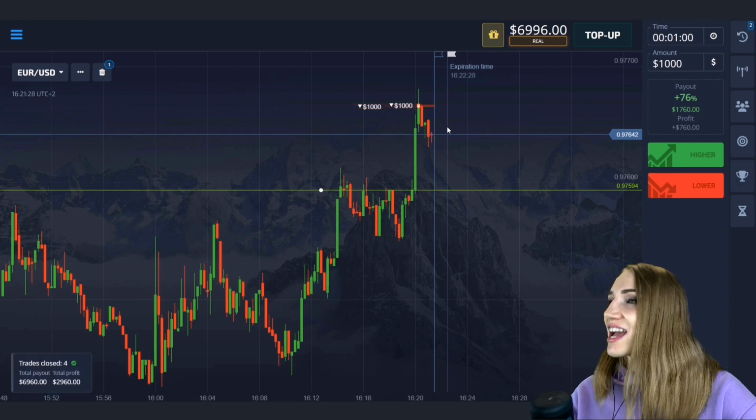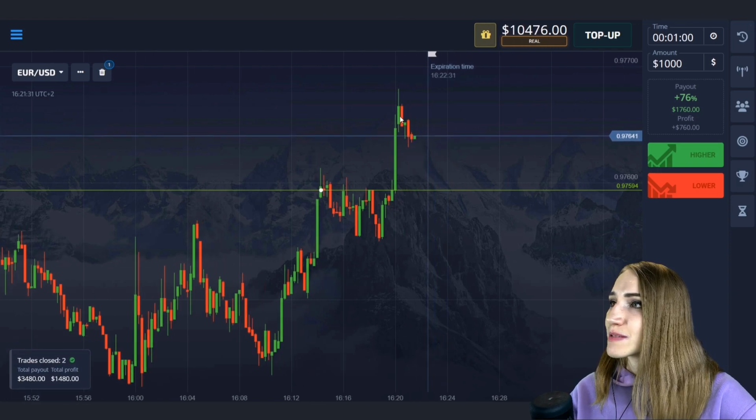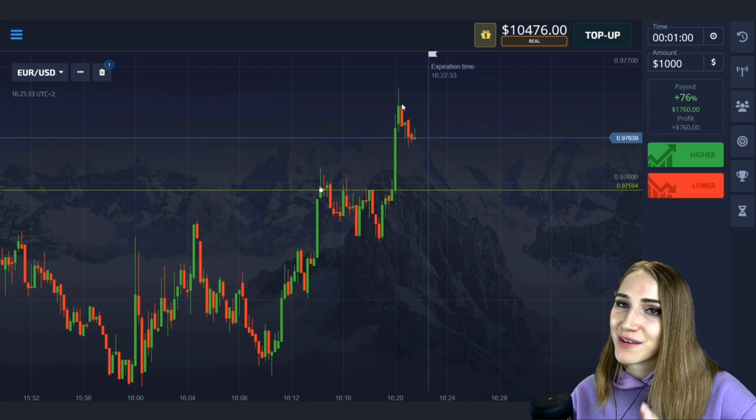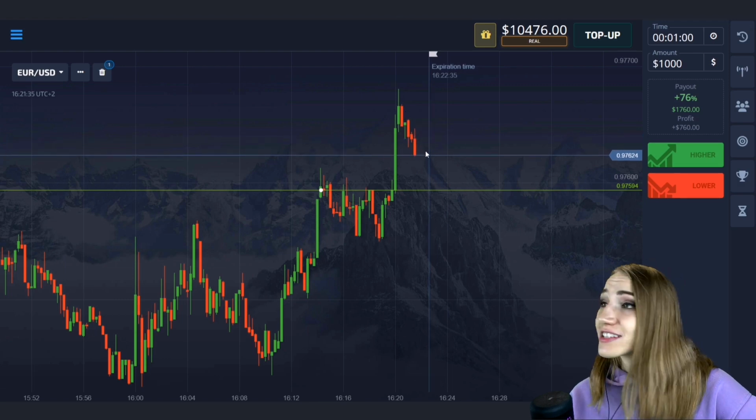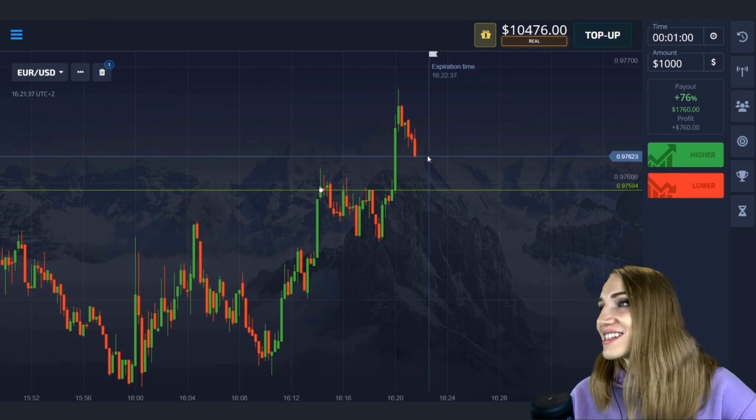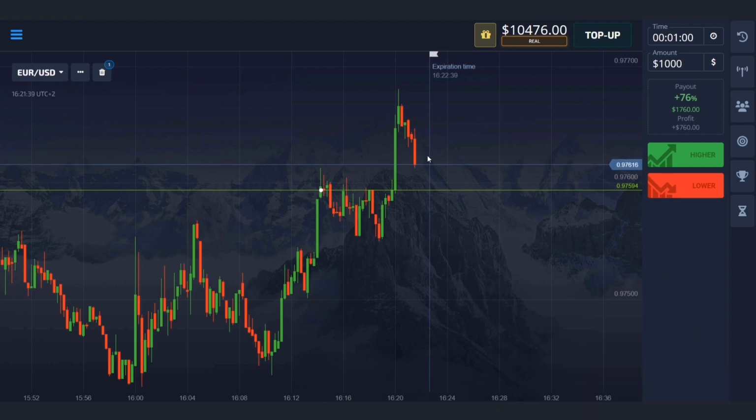Well, it's not bad. As you can see, the price really got to the retracement zone. There was a rollback down. We made the profit here. Yeah, this situation is very amazing. Let's continue and find the next situation in the market.